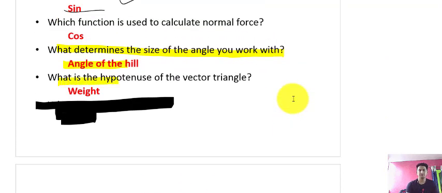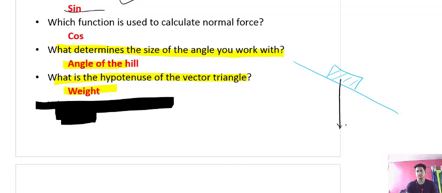What is the hypotenuse of the vector triangle? Now this is very important. What is the hypotenuse of a vector triangle? That is weight. How? That is a very important question. Suppose this is an inclined surface on which an object has been kept. Now in this object there are forces, the weight acting downwards. Okay. Now this is the parallel force and this is the perpendicular force.